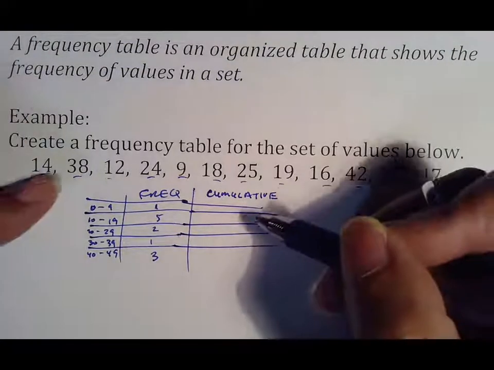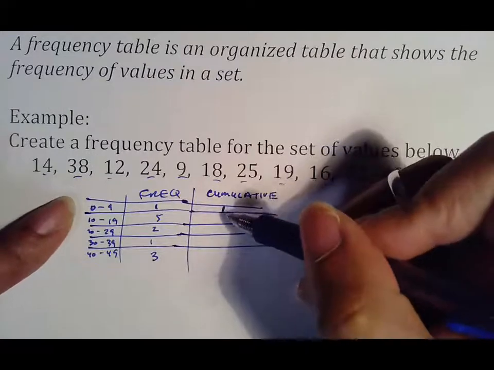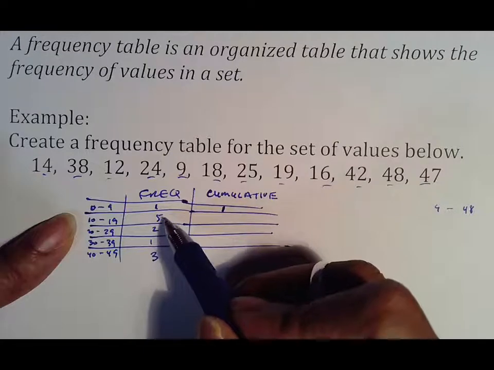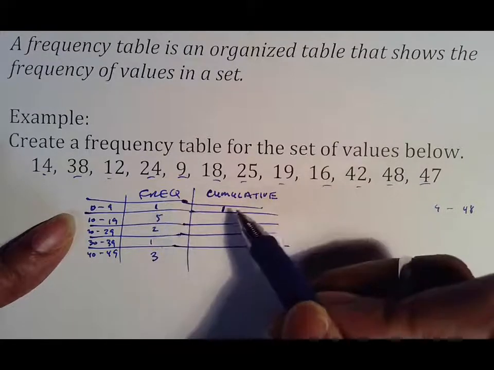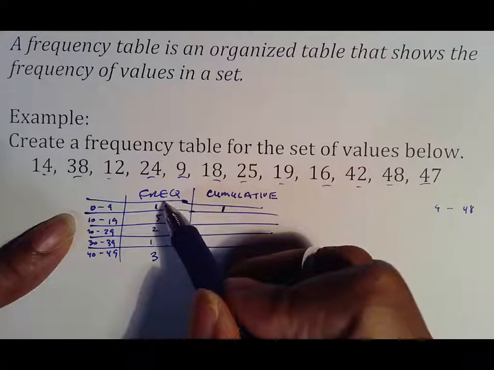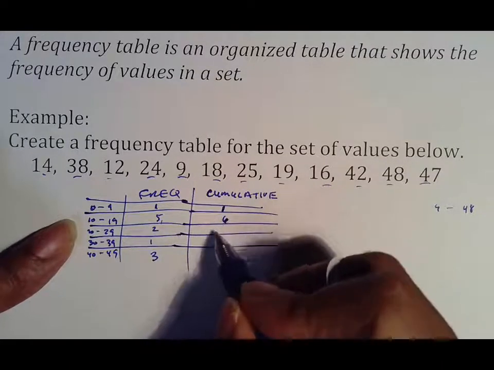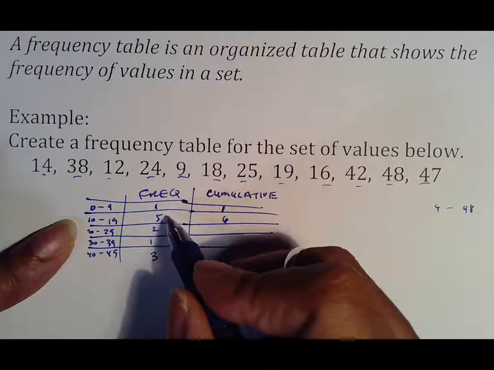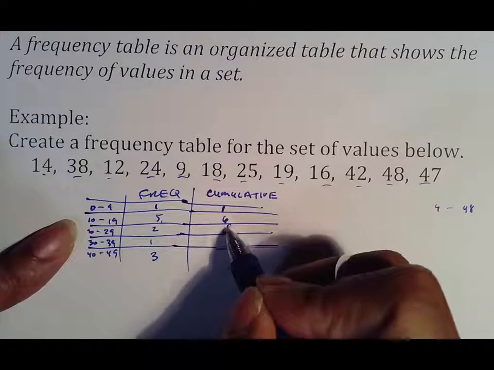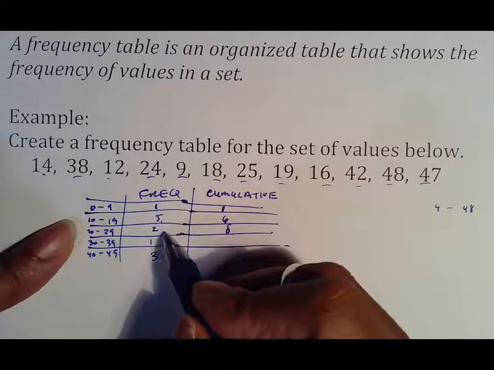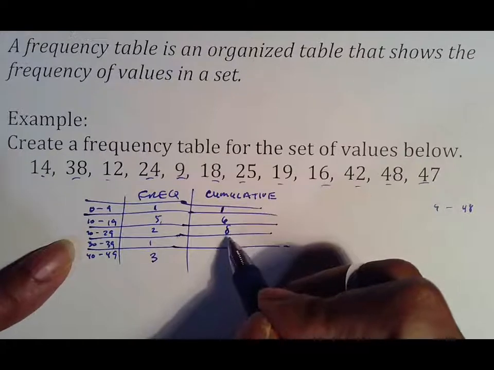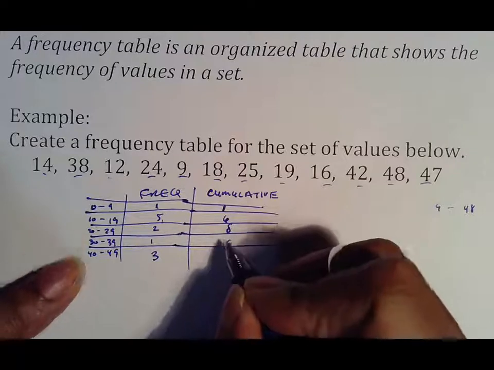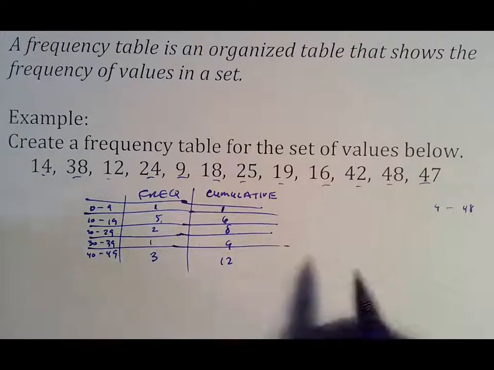So in other words, cumulative starts from here. We have one value from 0 to 9. But when you get to 10 to 19, there are 5 values from 10 to 19, but there's also one value in front of that. So cumulative means this number represents everything up to it. So this would be 5 plus 1, which is 6. Here, you're going to have 2 more added, which means 8. Again, cumulative just means up to this point you have 8 values. For the next one, you would have 8 plus another 1, which makes 9. And in the end, you should have the full number, which is 12 values.